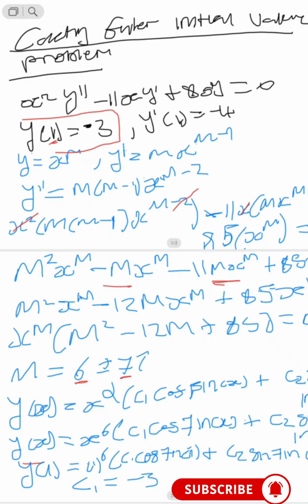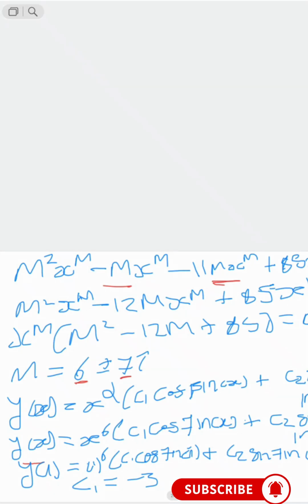Okay, now we have to find the derivative of the general solution and substitute 1, where it is equal to negative 4. So now let's go ahead and do what they're asking.